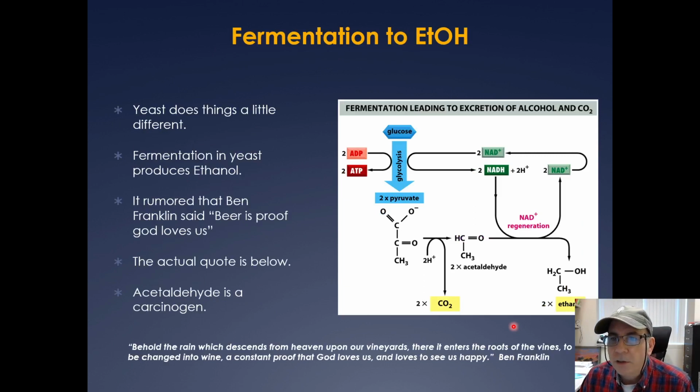Now, yeast do things a little bit different, and you guys know from last lecture how much I love yeast, and this is actually one of the reasons I love yeast, because it makes alcohol when it ferments. In glycolysis, if there's no oxygen around, what yeast will do to regenerate its NAD is, once it's converted the glucose into 2 pyruvates, it will create acetaldehyde, which is then converted into ethanol.